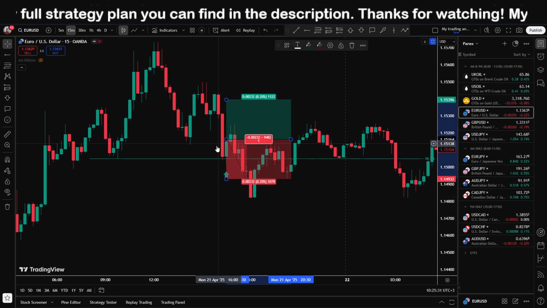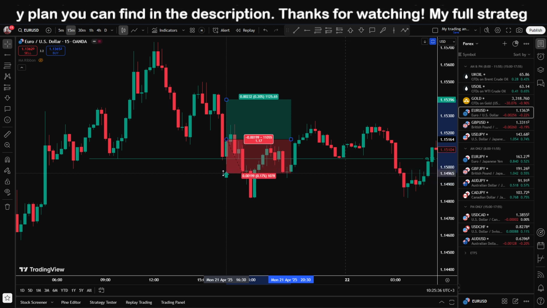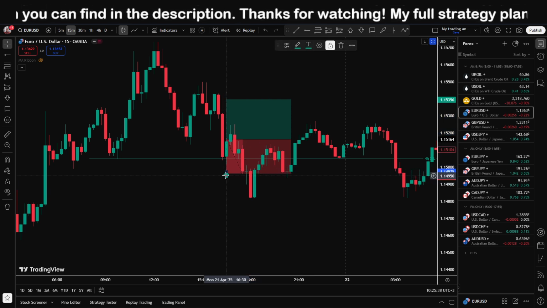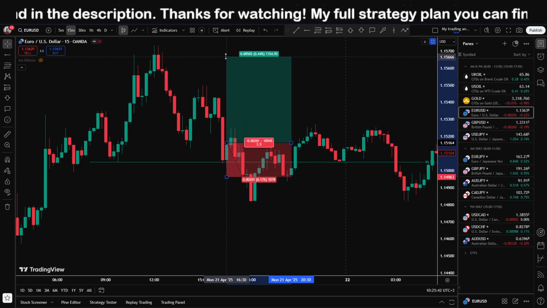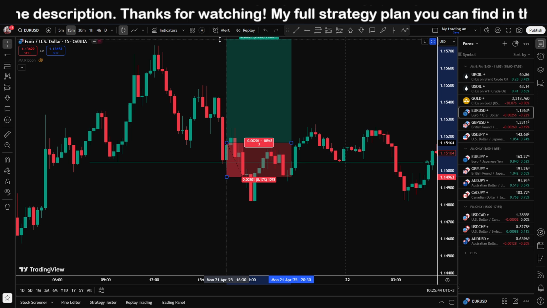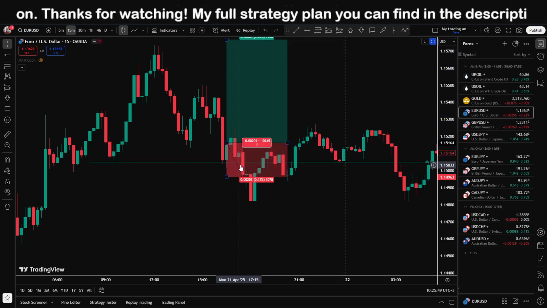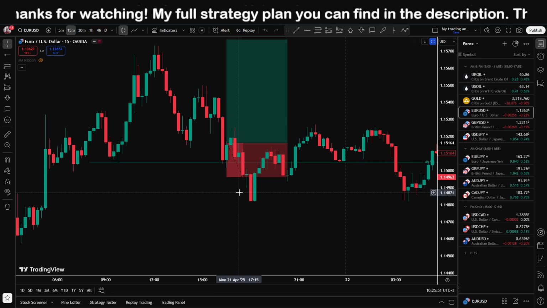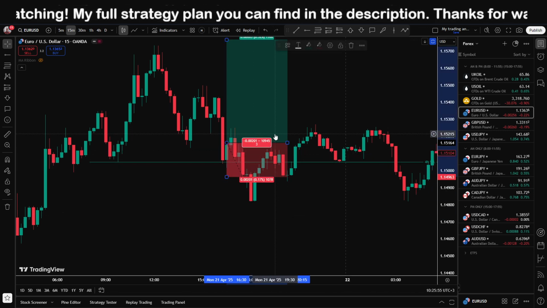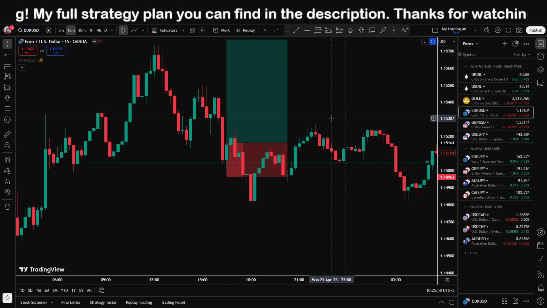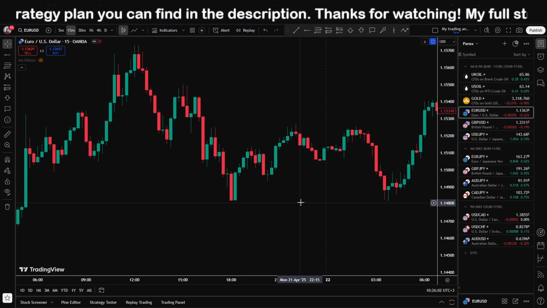Again, a long position, stop loss of 20 pips, risk reward ratio 1:3. But this one, you can see, is a losing trade. That's all the trades from Monday.